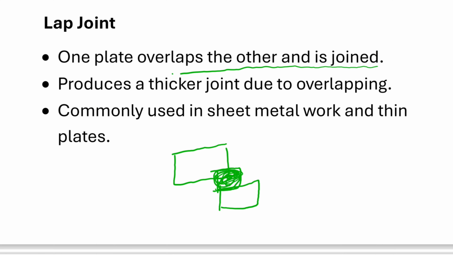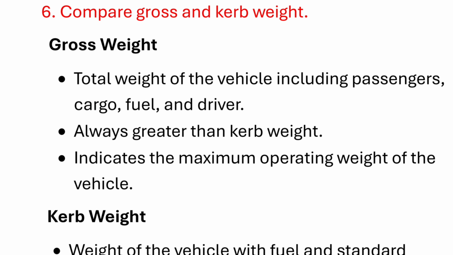One plate is placed over another plate and joined, that we call a lap joint. So here the thickness of the joint will be more due to the overlap. Okay, which we can use for sheet metal works and tin plates. There you can use this type of joint method.